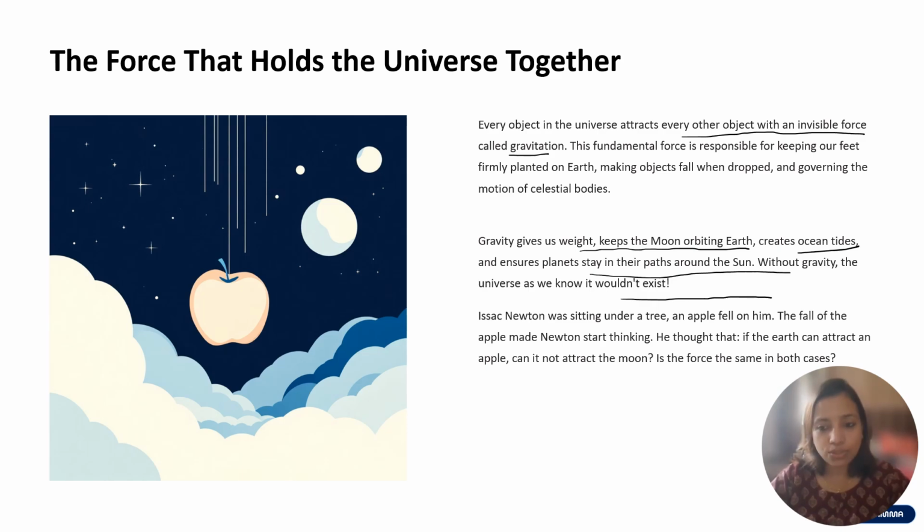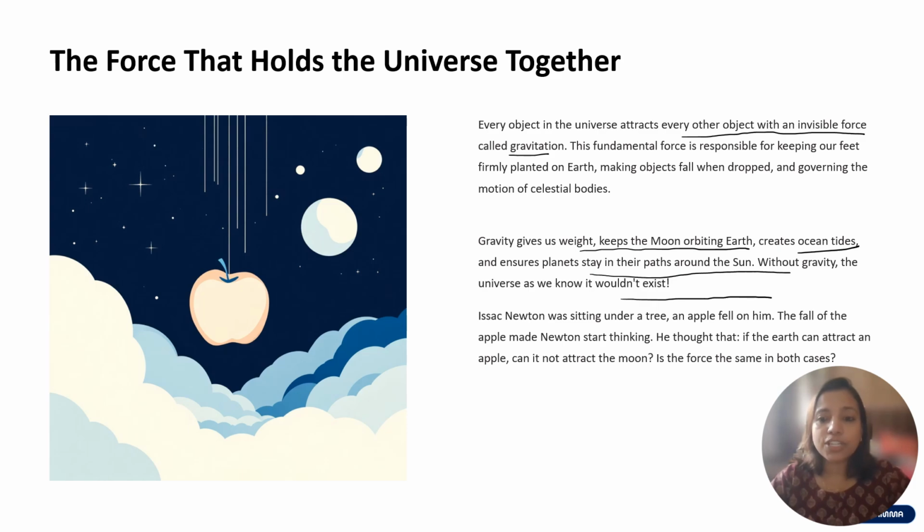You all know the apple falling story, but let me tell that story in brief. One day Sir Isaac Newton was sitting under a tree and an apple fell on him. The first thing that came to his mind was why that apple is falling in the downward direction, why it's not going up, and why the earth is attracting that apple. And if the earth attracts an apple, can it not attract the moon?